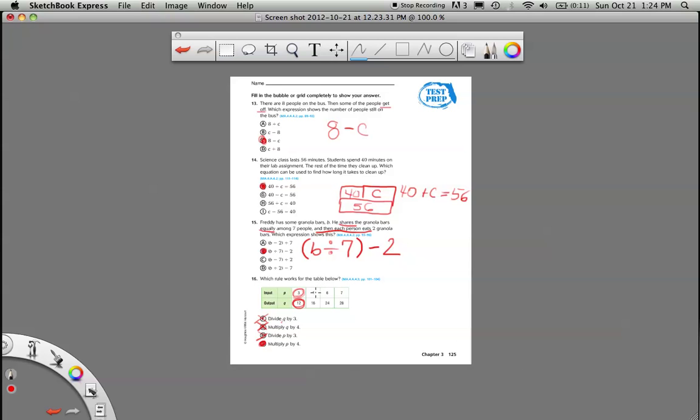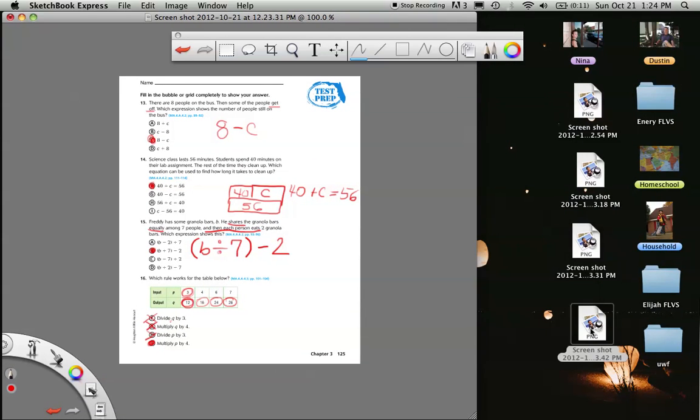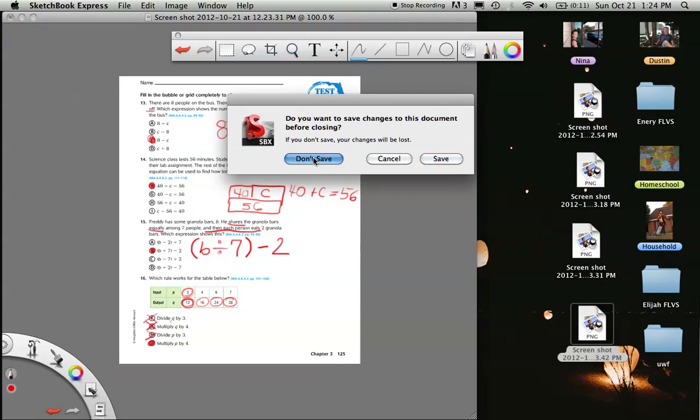Now, just to be sure, I would go through and do the same math to all the others. I would take 4 and multiply it by 4. 4 times 4 does give me 16. 6 times 4 does equal 24, so that's correct. And 7 times 4 does equal 28. So, yep, I checked my work. I am right. Okay, one more page. We are almost done.